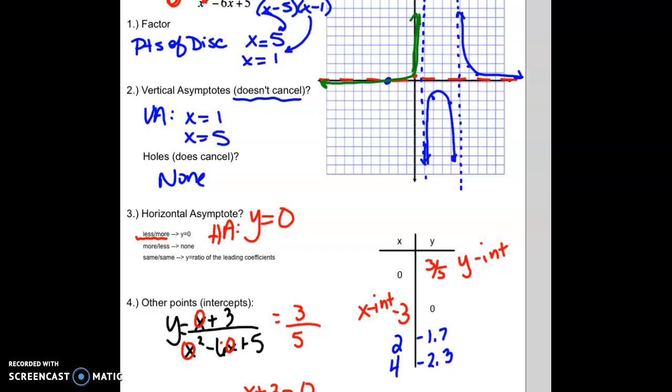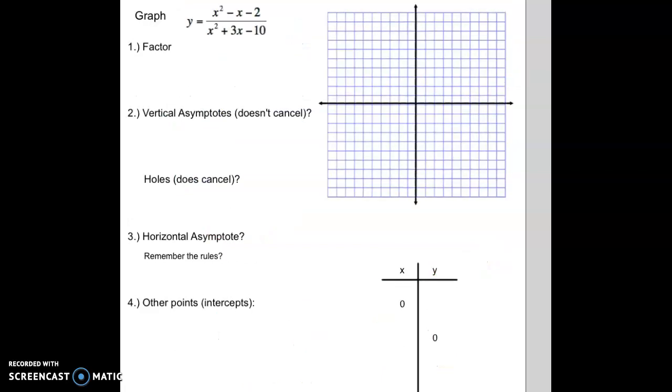All right, let's look at one more example, and we are going to change it. I'd like you to change this top equation to be 2x squared minus 2x minus 4. So when we factor, we can take a 2 out of that. It leaves me x squared minus x minus 2, which was my original problem, over x squared plus 3x minus 10.